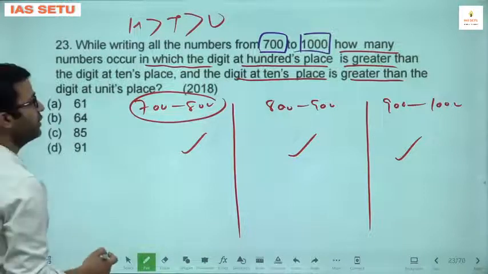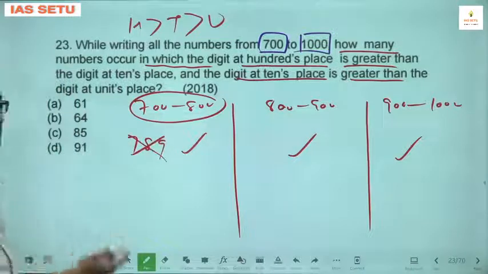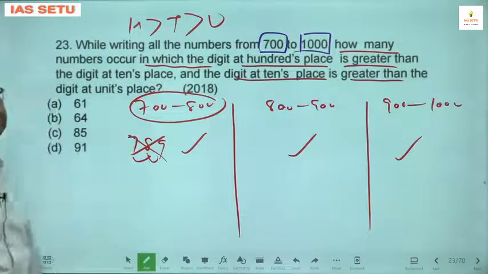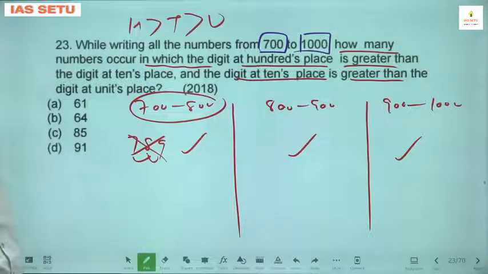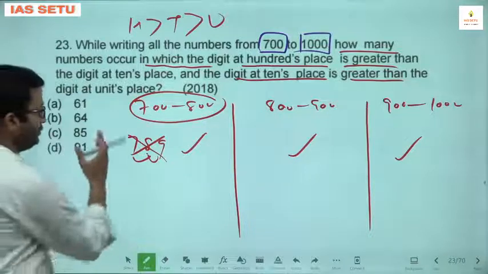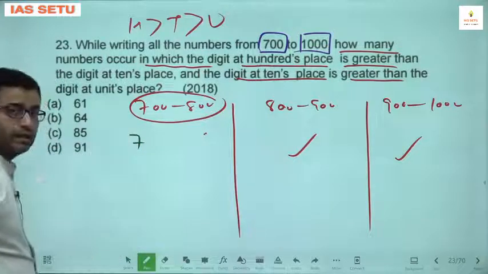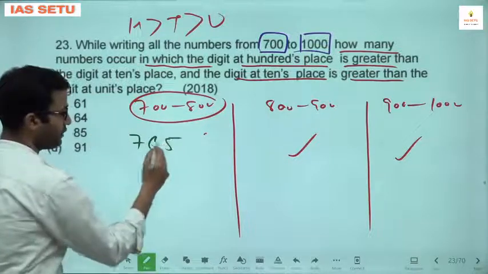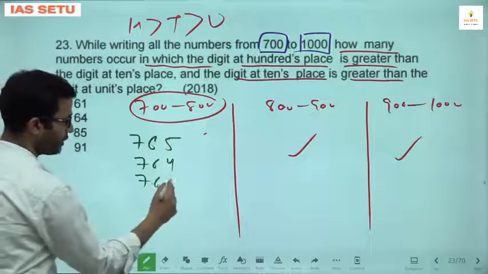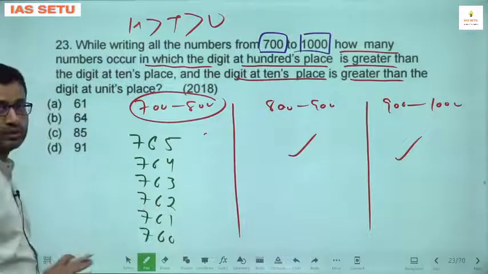Like if you say 789, I will say it will be wrong, because 7 has to be greater than this, and this 10 place has to be greater than this. So this number is not possible according to this question. 100 place digit has to be greater than 10 place digit, and the 10 place digit has to be greater than the unit place digit. So now here what you have to do, if it is 7, it can be 6 or less than 6. If it is 6, unit place can be 5, 4, 3, 2, 1, 0. All these numbers are possible.